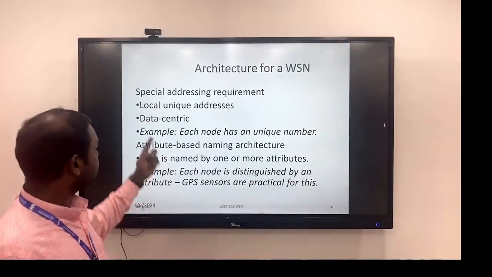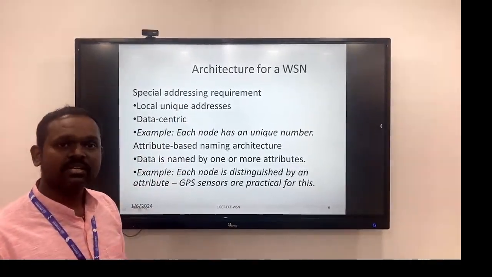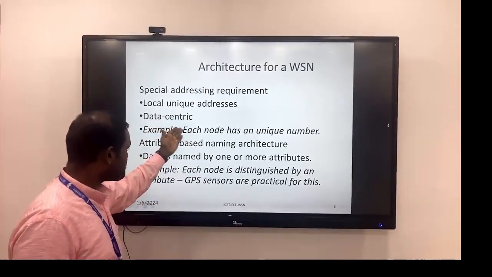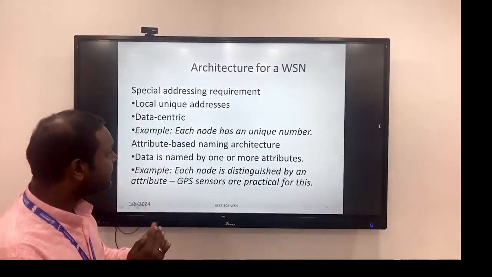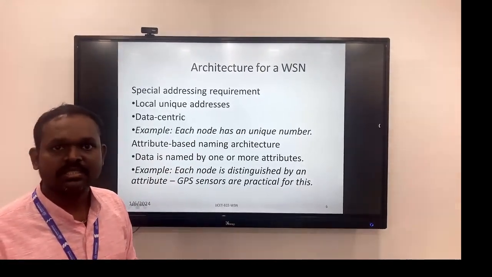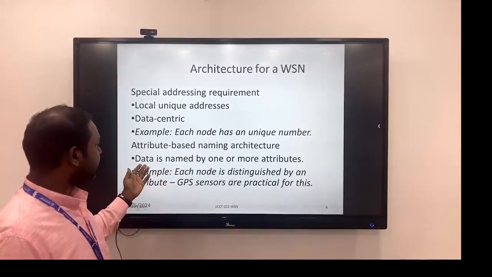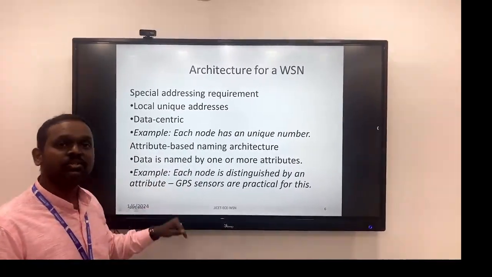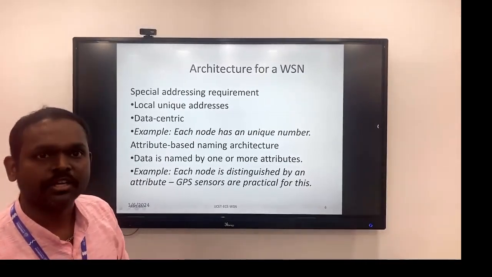Of course, a special addressing requirement is needed here, that is local unique address, then data centric. For example, here each node has a unique number. So attribute based naming architecture is also possible here, and data is named by one or more attributes. For example, each node is distinguished by an attribute.